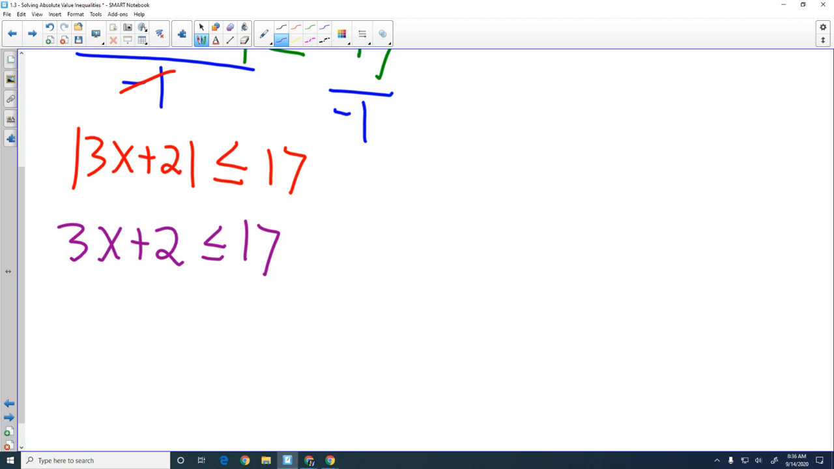For the second one that we're going to create, the left side stays the same, 3x plus 2. But now I have to flip two things. First off, I flip the inequality symbol. So this is now going to go back to a greater than or equals. And that positive 17 is going to change to a negative 17. So make sure you've got those two differences with your second inequality. You flip the inequality sign and you flip the sign in front of that number. Now we can go ahead and solve each of these for x.